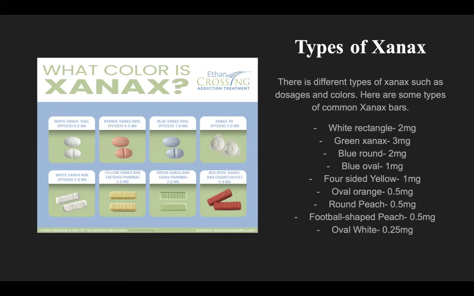And then the oval orange is 0.5 milligrams. And then the round peach is 0.5 milligrams. Football-shaped peach is 0.5 milligrams. And then the oval shape is 0.25 milligrams.